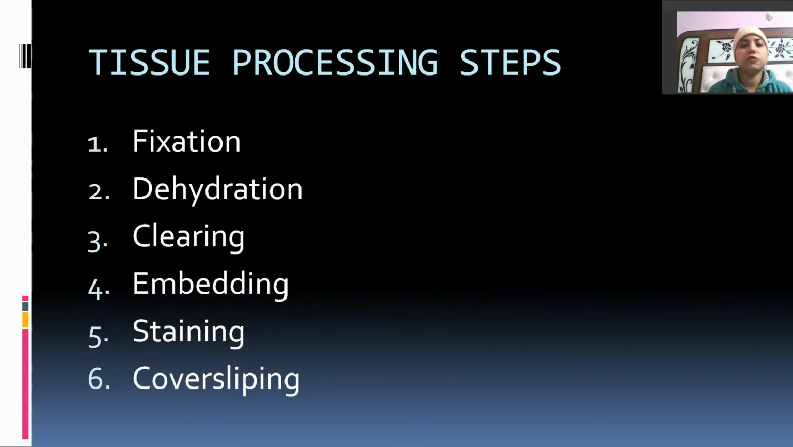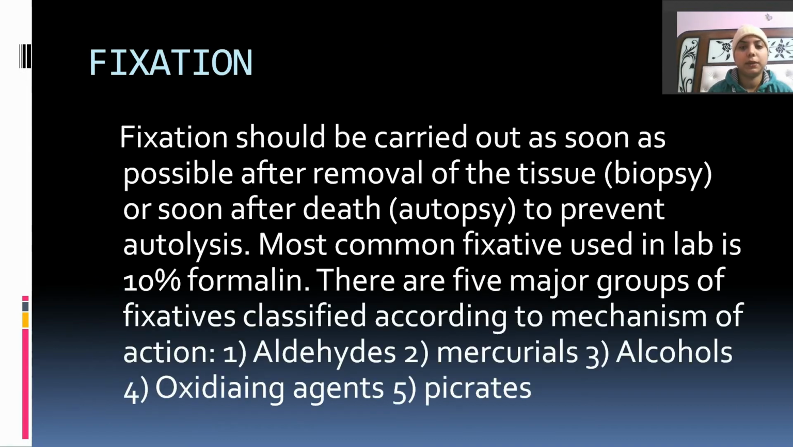Here are the steps of tissue processing. First one is fixation, then dehydration, then clearing, embedding, staining, and then finally cover slipping. The first one is fixation. Fixation should be carried out as soon as possible after removal of tissue, whether from biopsy or from autopsy, to prevent autolysis.